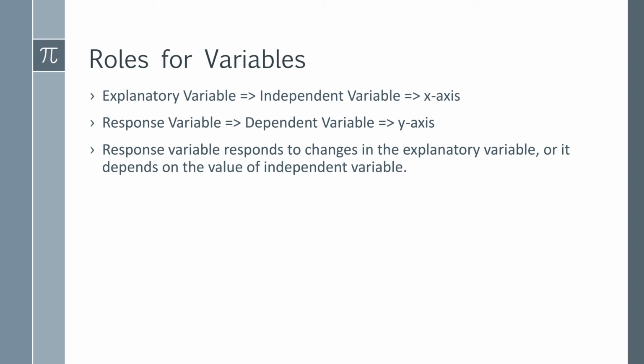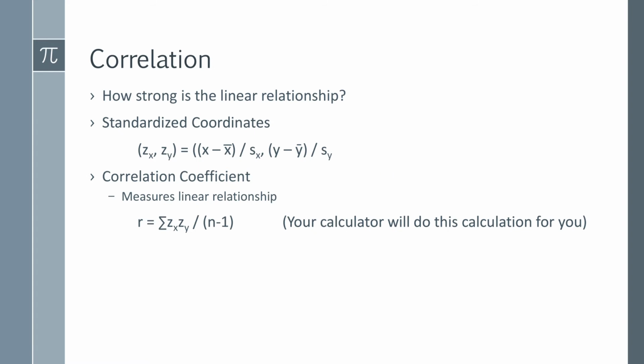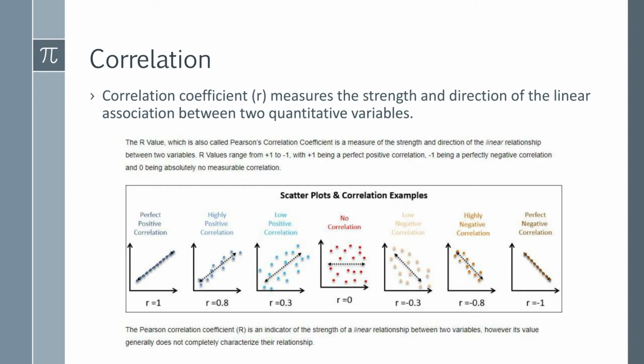So correlation uses the standardized coordinates, and I put the formula on here just for information purposes. Your calculator will do this calculation for you, and you're not going to be required to do this by hand in class. But the correlation coefficient, which is noted by the letter R, measures the linear relationship. So more specifically, the correlation coefficient measures the strength and the direction of the linear association between two quantitative variables.